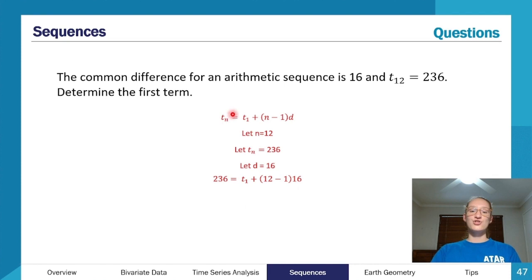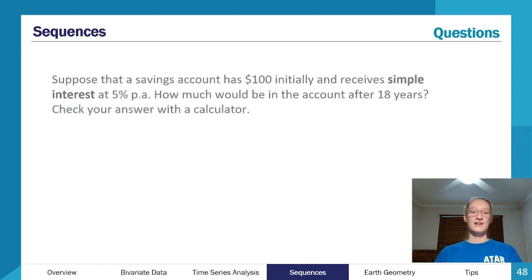So now I can substitute in because Tn we've said is T12, so that's 236, is equal to T1 plus bracket 12 take 1 bracket 16. So now it's just a matter of solving and isolating T1. So I'm going to do 12 take 1 gives me 11. 11 by 16 gives me 176. And then to isolate T1, I subtract 176 from each side, which means that T1 is 60, which is awesome because I've already found term 1 now, which is really, really good. So that's how I would approach that question there.